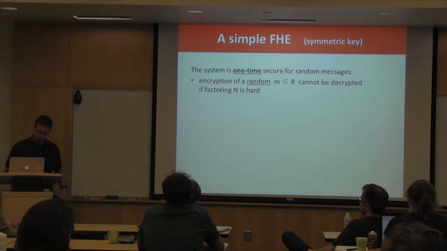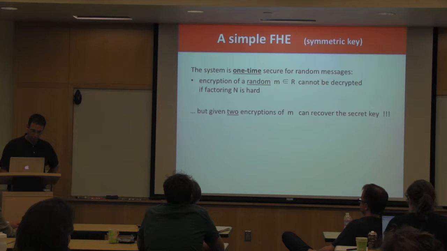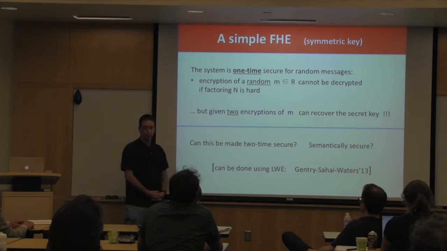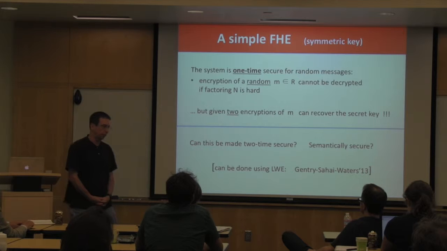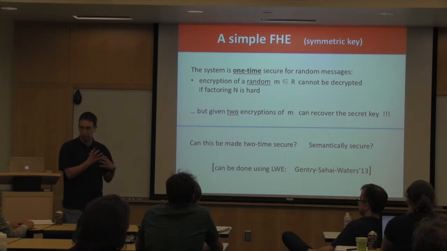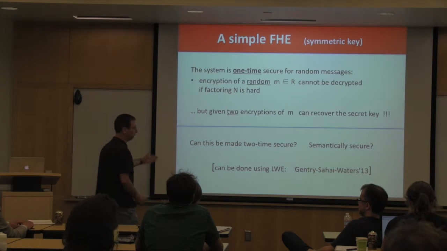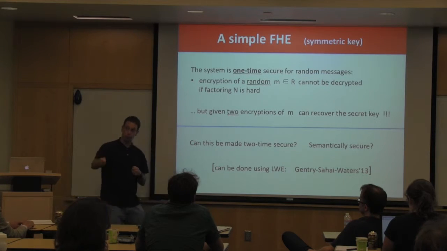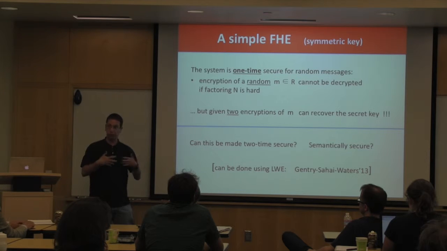But this is a really simple and cute scheme. If you give me two encryptions, it's completely broken. And so this is kind of a cute puzzle. Is there a way to make this 2-time secure? Can you take this idea, maybe use 3x3 matrices, and make this 2-time secure? So if I give you the encryption of 2 random messages, it's secure, or even if I give you the encryption of the same message twice, it's secure, but if I give it to you 3 times, it's insecure.